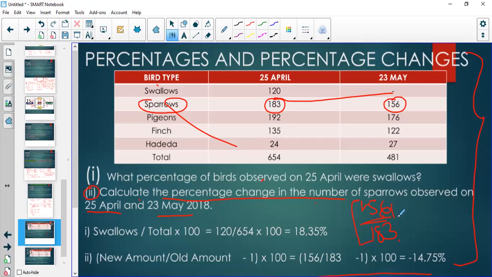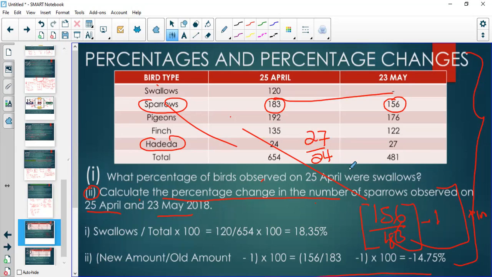Then after you get this, I want to make sure I write it correctly so that it's not misleading. So it's 156 over 183. All right. Then you subtract 1. Then the answer you get, you multiply by 100% to make it a percentage, right? So that's how you get an increase of anything. So if you want to look at these birds, it's going to be 27 divided by 24. Then whatever answer you get here, you subtract 1, you multiply by 100, the answer.